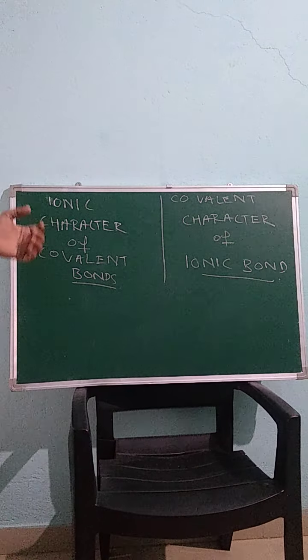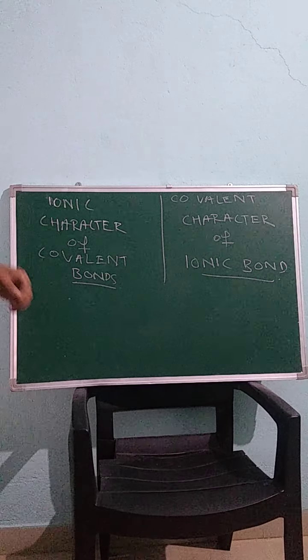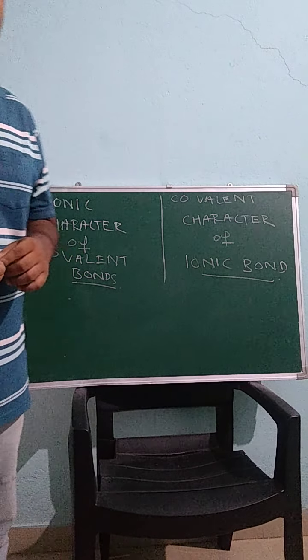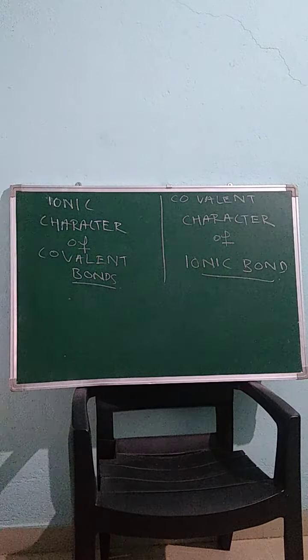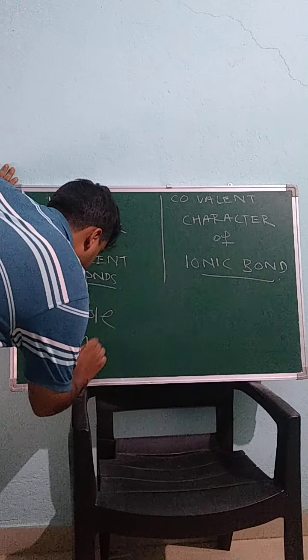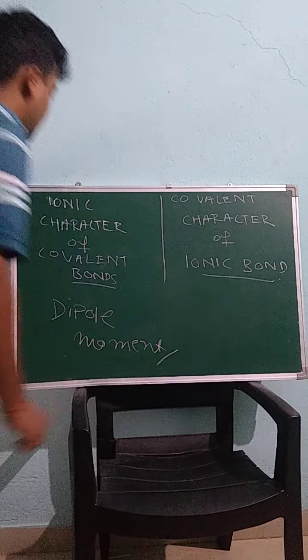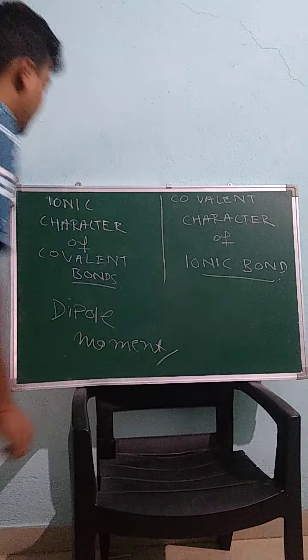In the last class we studied about the ionic character of covalent bonds. As you all know, it was based on the bond polarity, or it was defined from the dipole moment. So what do you mean by ionic character of a covalent bond?